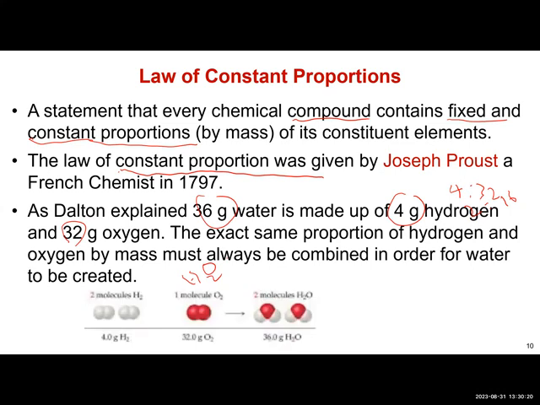For example, hydrogen, we talked about 4 grams. According to this equation, 36 grams of water. Therefore, this is 2 to 16. Why 2 to 16? Normally, the mass of the hydrogen atom is 1 and the oxygen atom is 16. Therefore, in water, it's 2 to 16.